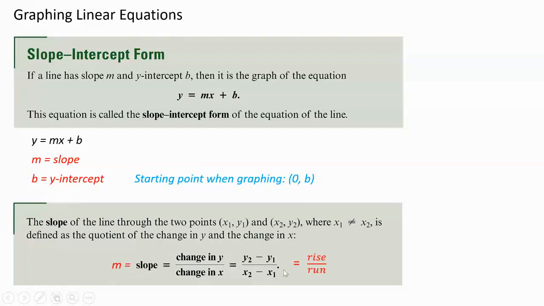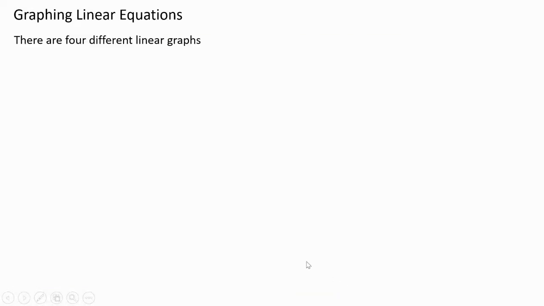That's my slope. That's my m, or the rise over the run. All these are different notations for slope. Okay, now let me show you 4 different graphs.